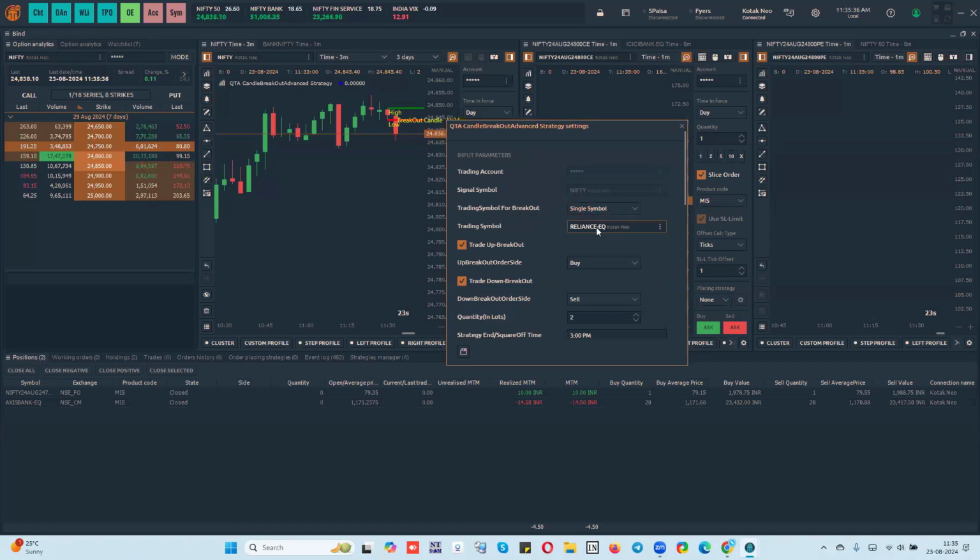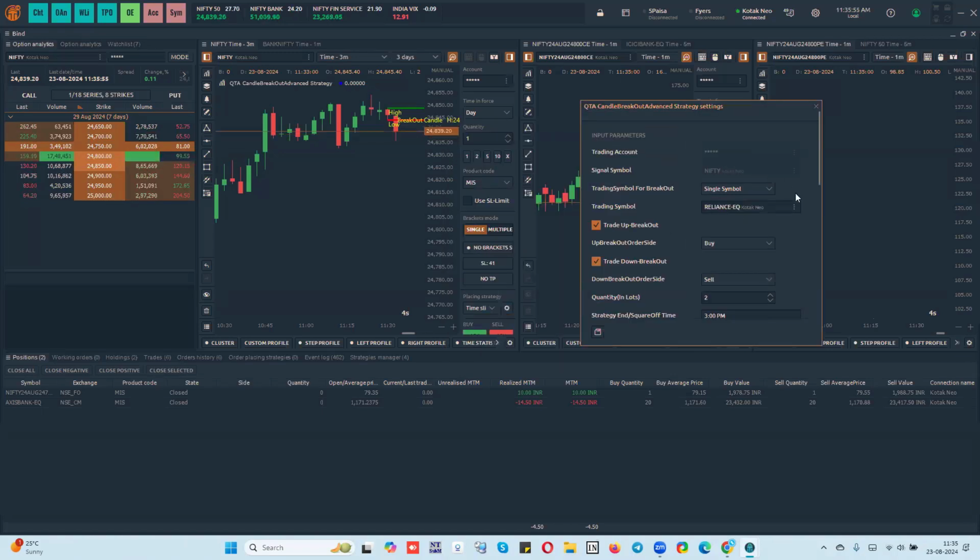So this is important, that you need to select a particular symbol. On up breakout, I will be buying the symbol Reliance, 2 shares. And on a down breakout, I'm selling the 2 shares of Reliance. But I do have the option of buying or selling whatever I want to do. Okay. So I'll come back to that later, why we have this particular option.